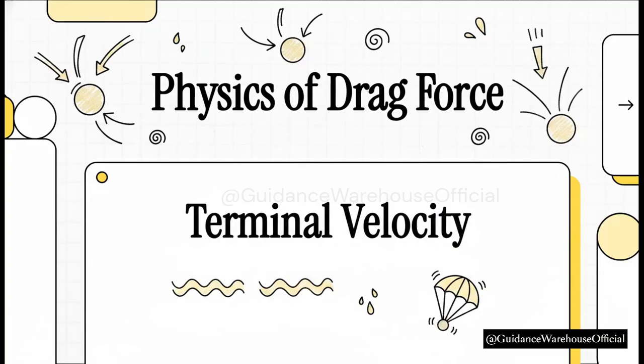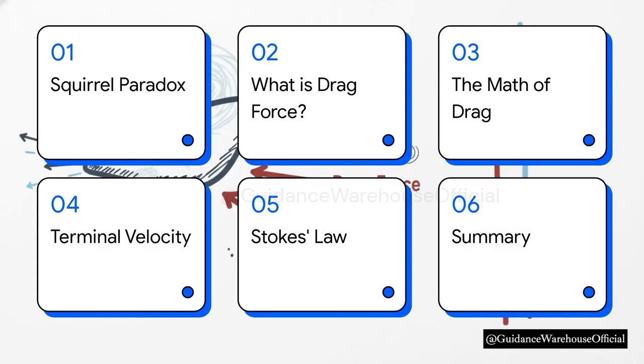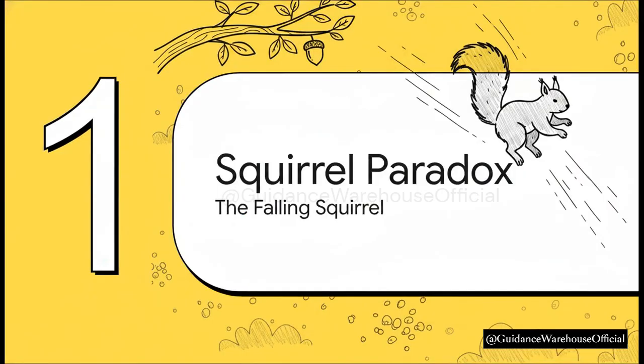Well, to solve this biological mystery, we need to uncover the physics behind drag force and terminal velocity. By the end of this explainer, you'll know exactly what drag force is, the math behind it, and how to calculate terminal velocity. We're going to cover the falling squirrel paradox, what drag force actually is, the math of drag, reaching terminal velocity, Stokes' law for the micro world, and then wrap it all up with a summary. All right, let's jump right into part 1, the falling squirrel paradox.